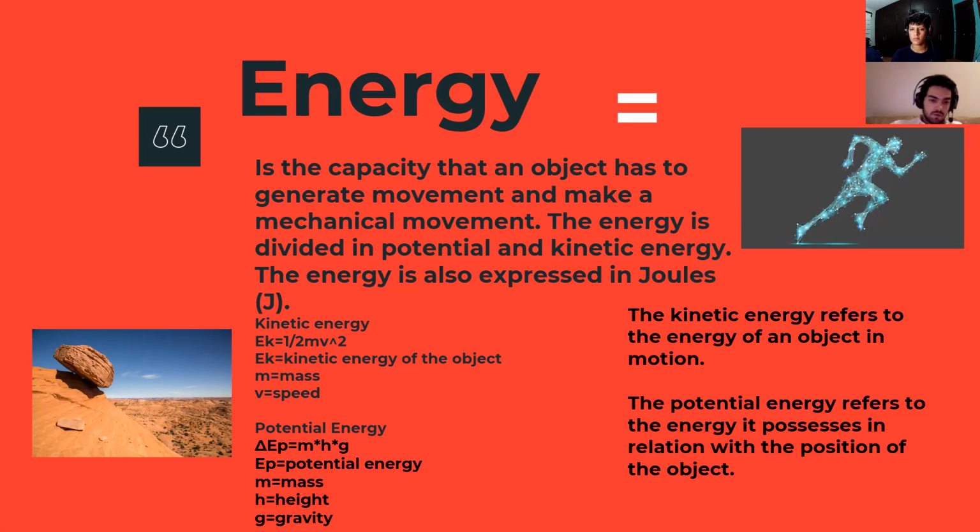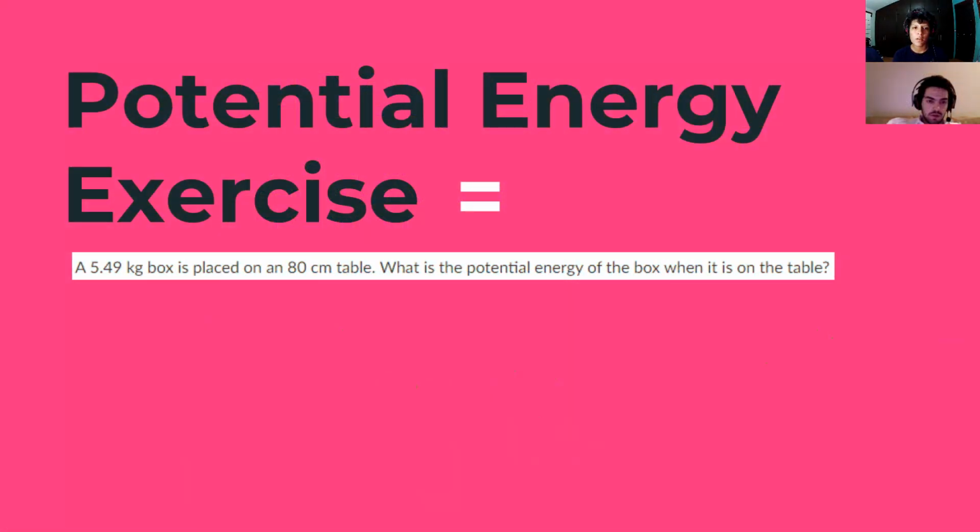Right here we have the formulas. The formula for the kinetic energy is 1/2 times the mass times the velocity squared. And the potential energy is only the mass times the height times the gravity. Well, right here we have an exercise of potential energy. And first we're going to draw the problem.